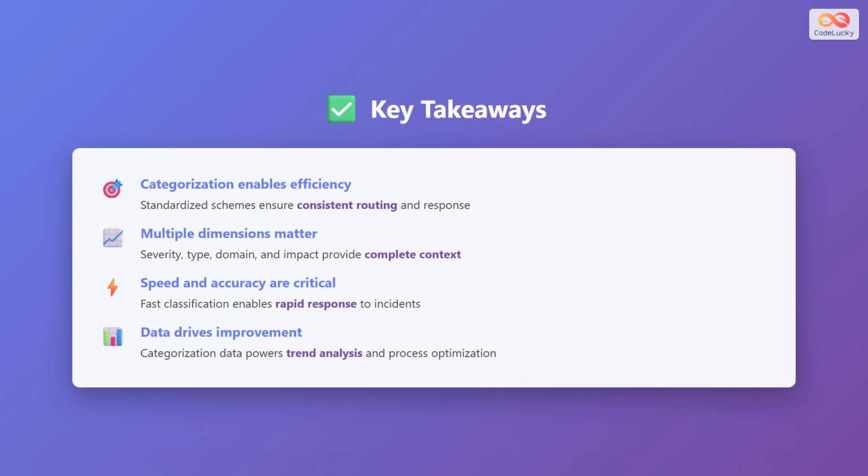Let's recap the key takeaways. First, categorization enables efficiency by ensuring consistent routing and response across the organization. Second, multiple dimensions matter. Severity, type, domain, and impact together provide complete context. Third, speed and accuracy are critical because fast classification enables rapid response to incidents. And fourth, the data from categorization drives improvement by powering trend analysis and helping us optimize our processes. By implementing strong categorization schemes, you create a foundation for effective incident management.